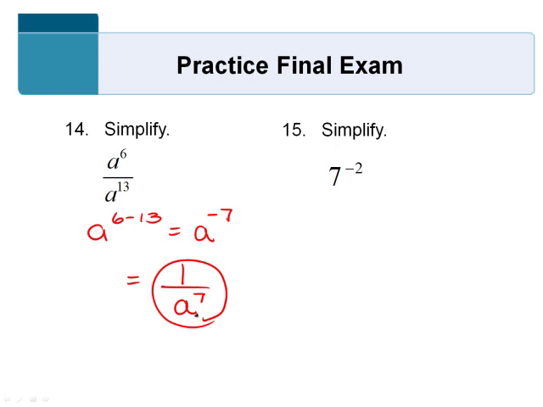So that's good. Number 15, 7 to the negative 2, you have to put that to the bottom, 1 over 7 squared. And then you need to work that out. 7 squared would be 49. So your answer is a fraction, 1 over 49.